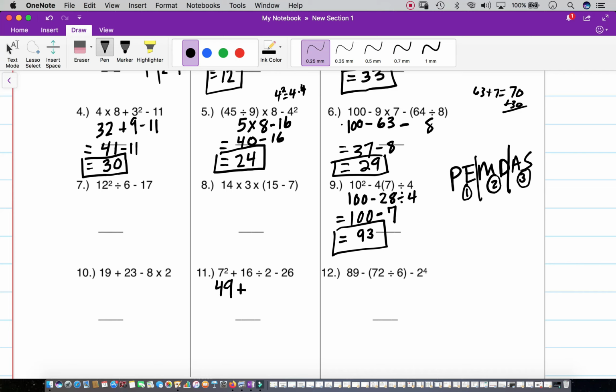Now I can do 16 divided by 2 because multiplication and division comes next. And we don't have any exponents or any more parentheses. Okay. So 16 divided by 2 gives me 8 minus 26. All right. Now I just have addition and subtraction. So I can just finish the problem from left to right. So it's 49 plus 8. 57 minus 26. And that will give me a total of 31.